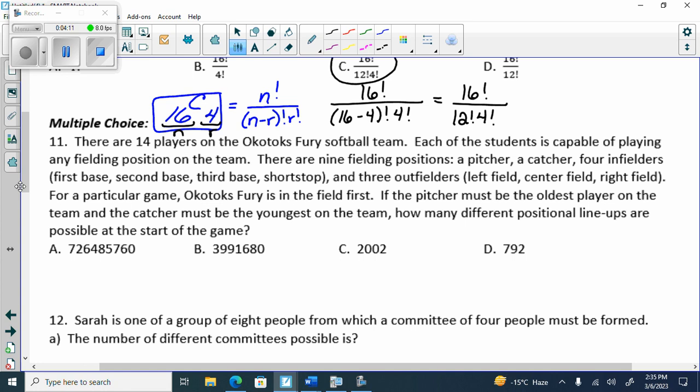Okay. So this one I would go 1 choose 1 for the pitcher. I choose the oldest. The oldest or the youngest? Yeah. And the catcher, 1 choose 1 for the catcher. Or I could do 1C1 or 1P1. Does it matter? If you put 1C1 in your calculator, it's 1. If you put 1P1 in your calculator, it's 1. It doesn't make a difference because those people are just being chosen once, right? How many are left?